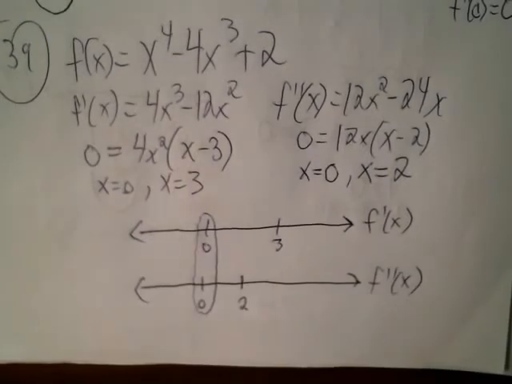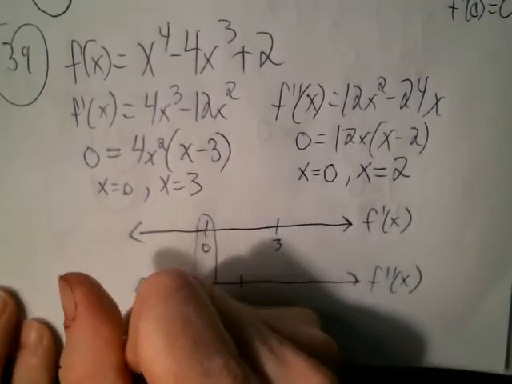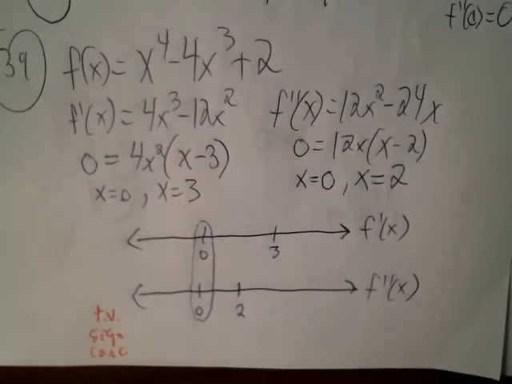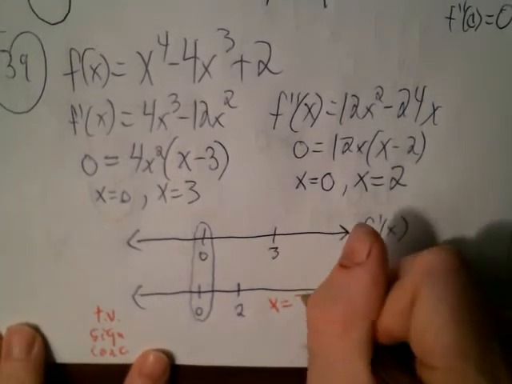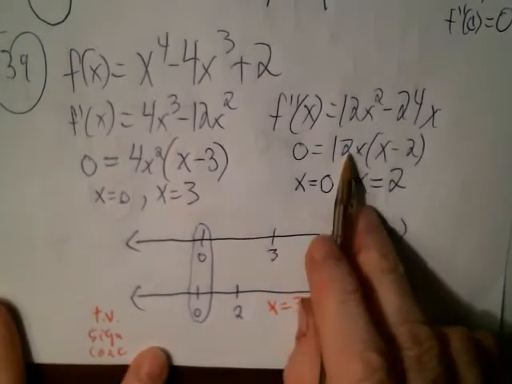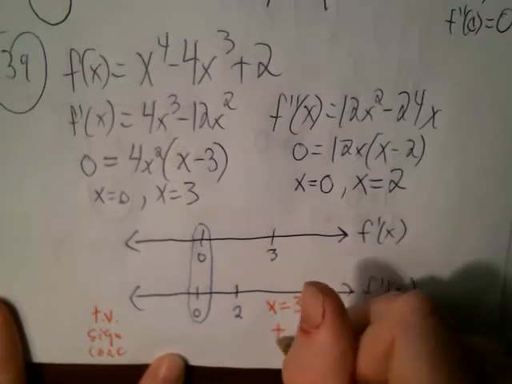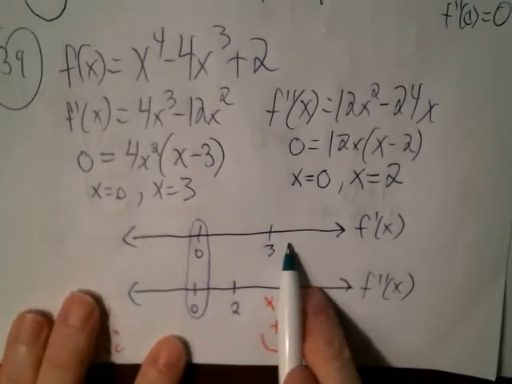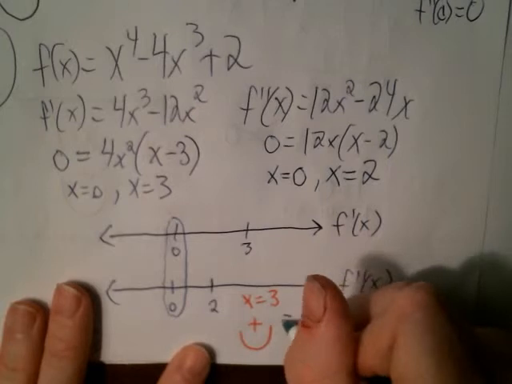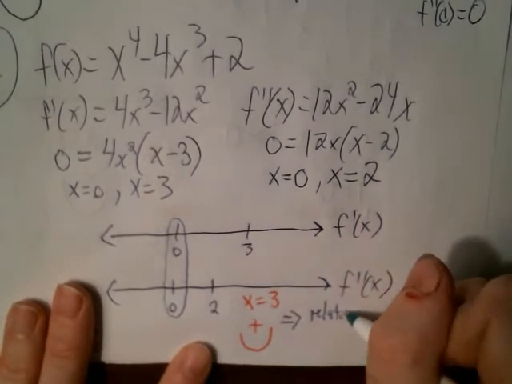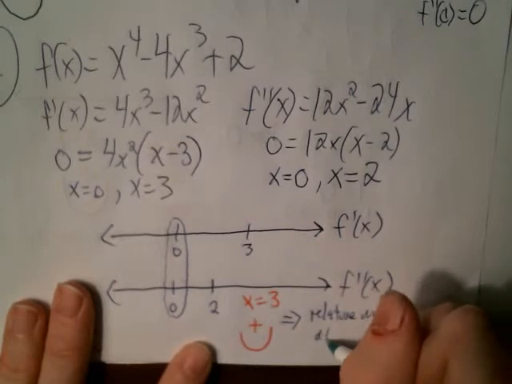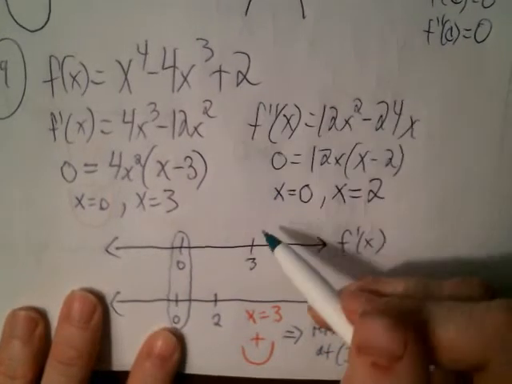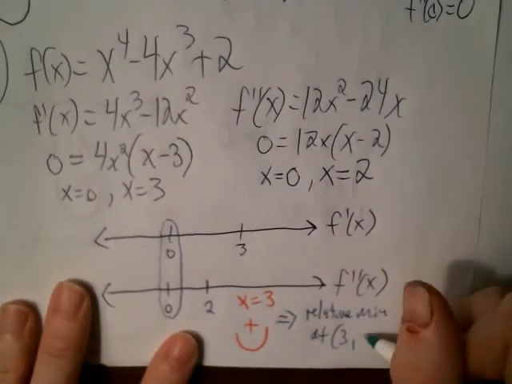So you do a test value, a sign, and conclusion. For the test value, we'll try x is 3. The sign of the second derivative at 3 is positive times positive, positive. So it's concave up, and that implies there's a relative min at 3. If you plug 3 back into the original function, you're going to end up getting negative 25.